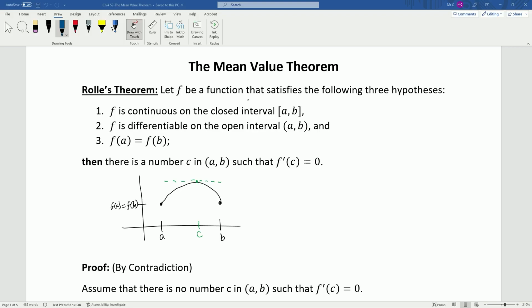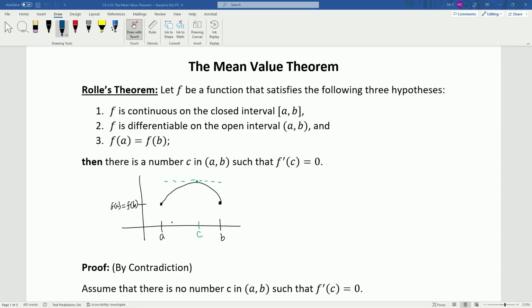Let f be a function that satisfies the following three hypotheses. 1. f is continuous on the closed interval from a to b. 2. f is differentiable on the open interval from a to b. And 3. f of a is equal to f of b. Then, there will be a number c in the interval from a to b such that f prime of c equals 0.